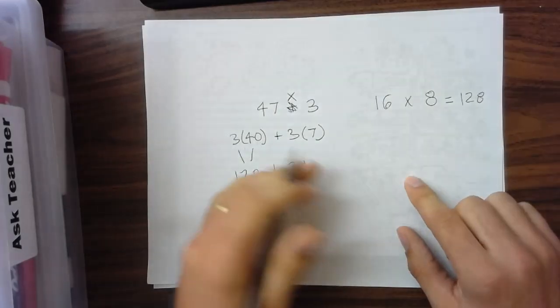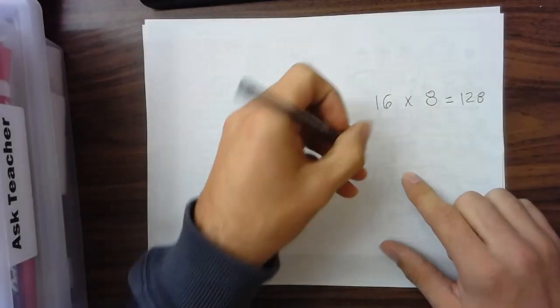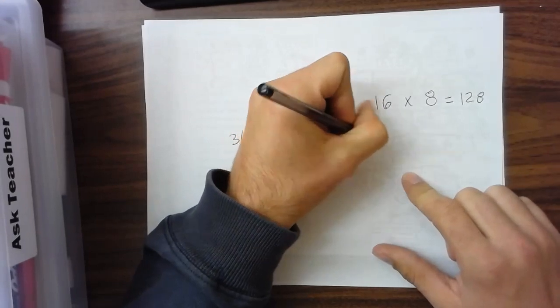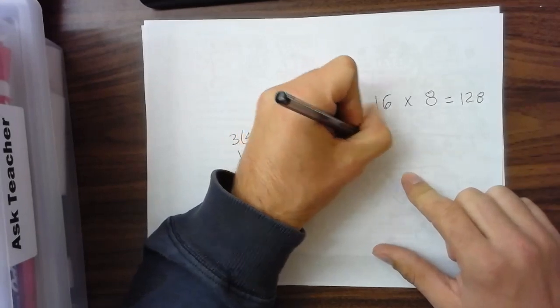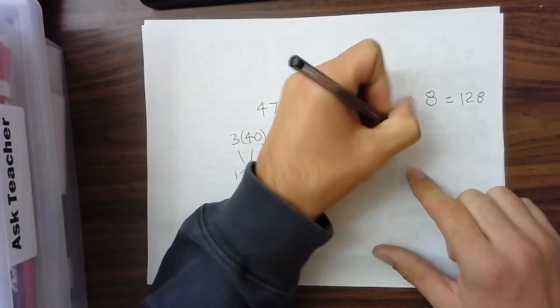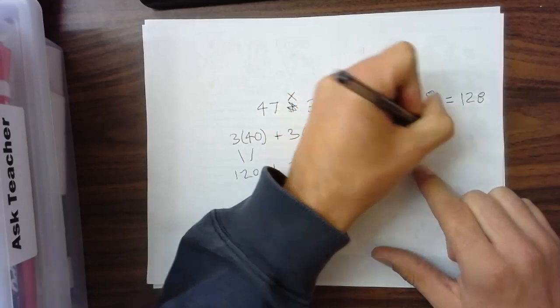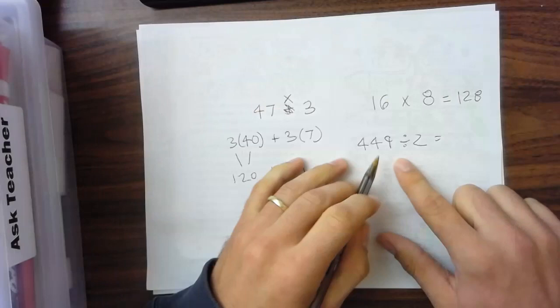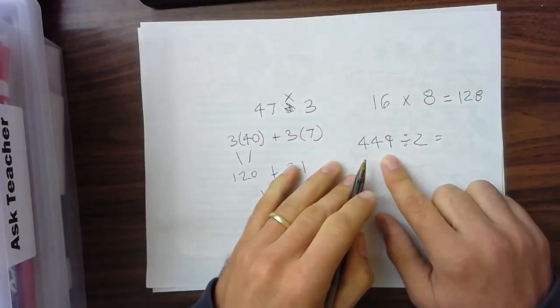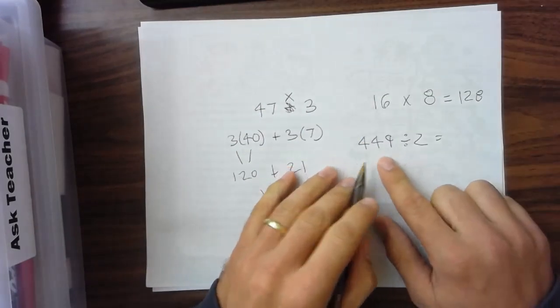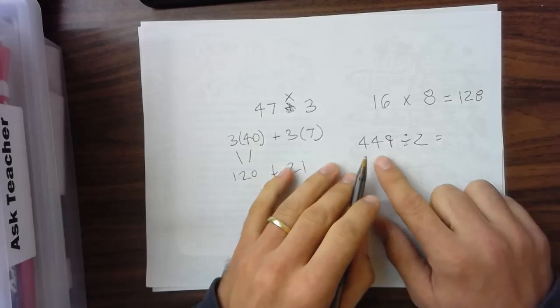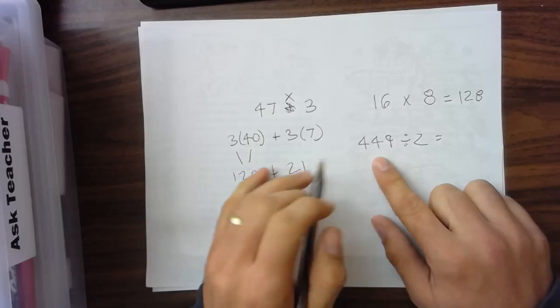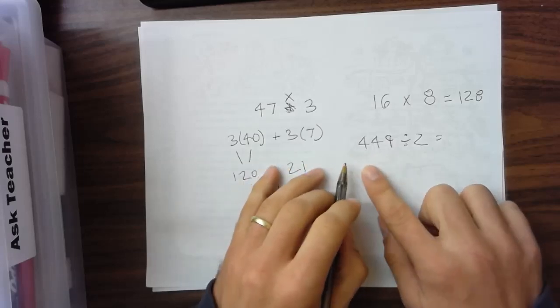Now this works with division as well. Say I have the number 449, and I want to divide that by 2. There's another way to do this using compensation, but I'm going to show you the mental math way based on the distributive property. What if I break this up into its expanded form? It would be 400 plus 40 plus 9.